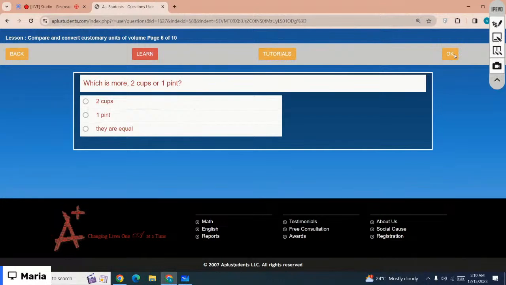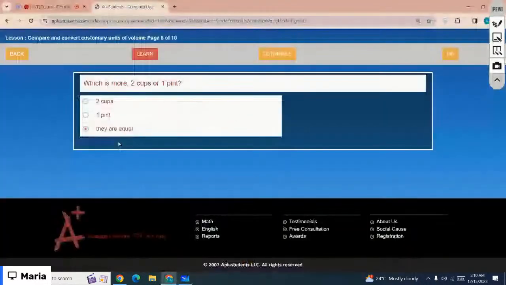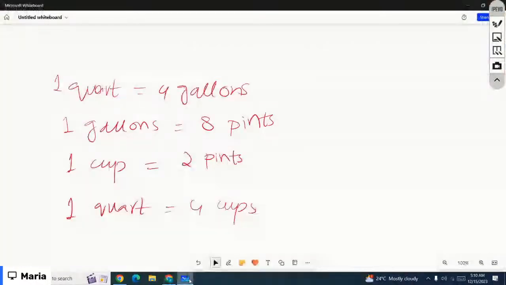The correct option is they both are exactly equal, right? Because 1 pint equals 2 cups. 1 cup equals 2 pints, right? Hold on.